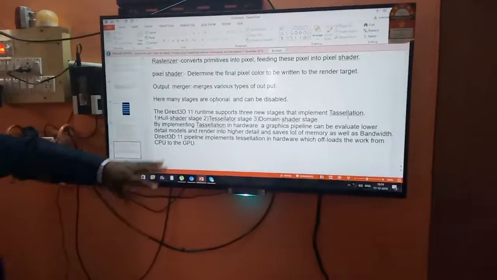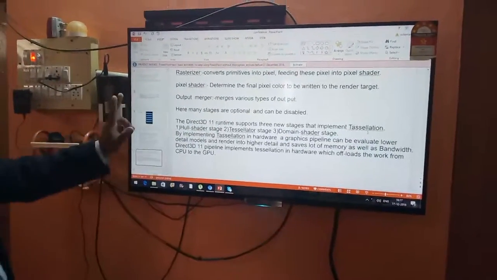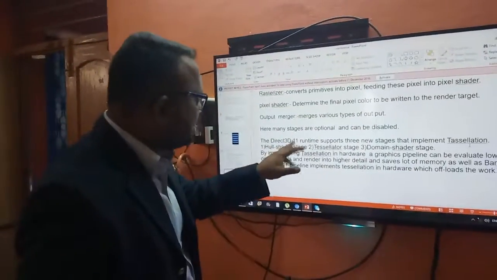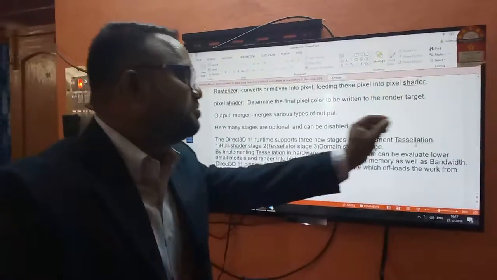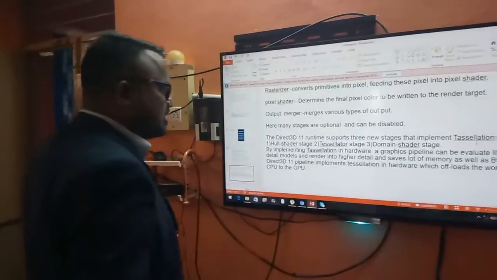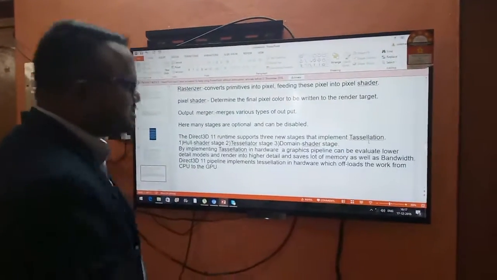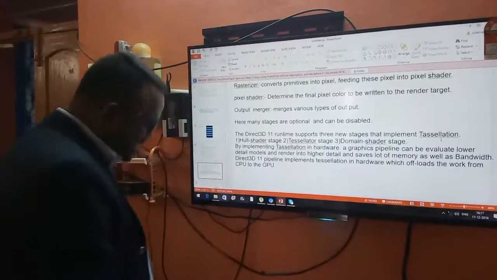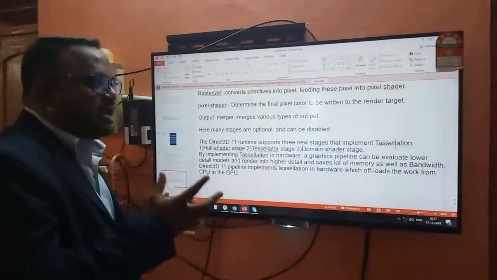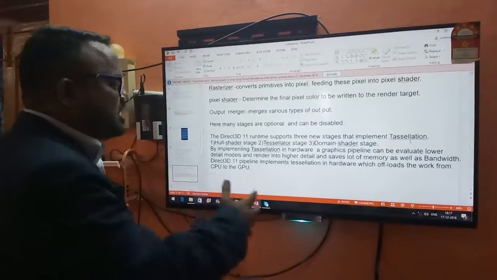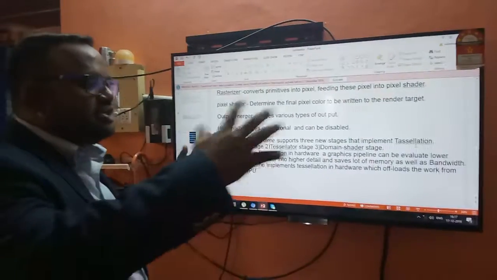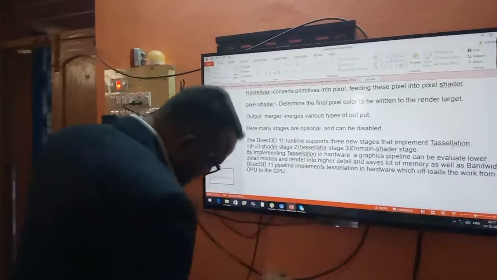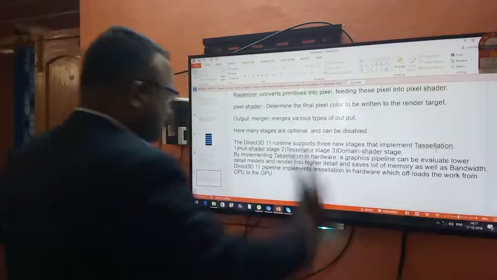But all these methods are not needed. We need only three stages; that is, we designed in D3D11 only three stages that implement the tessellation. One is the hull shader stage, second the tessellator stage, third one the domain shader stage. The hull shader provides the geometric patch like triangle, quadrilateral, and the tessellator gathers the different outputs into a single stage, and the domain shader calculates in which position that vertex is.